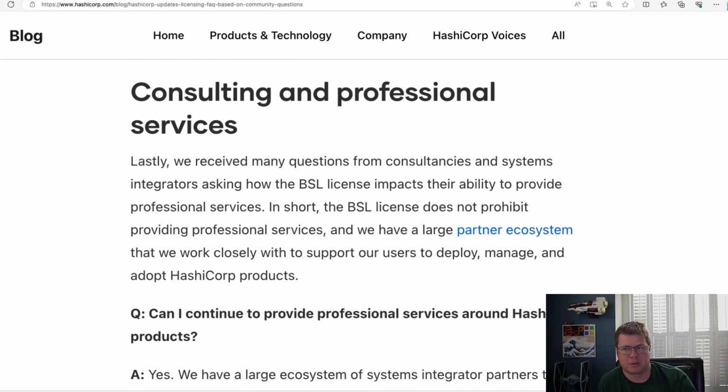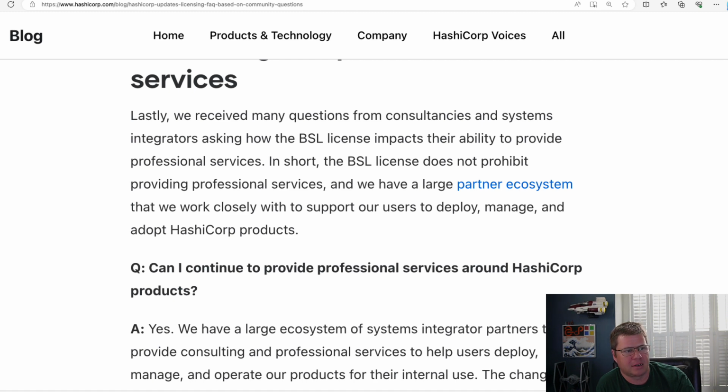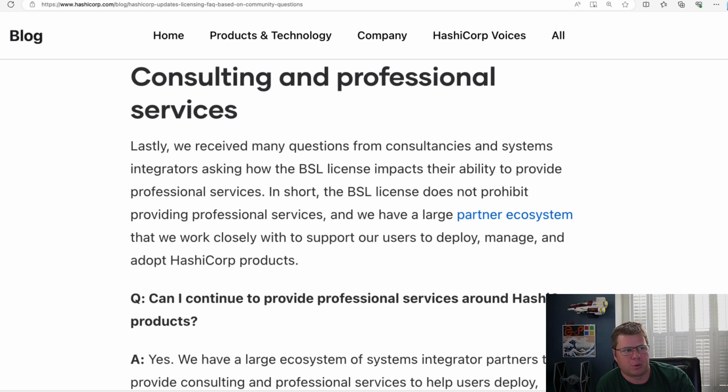Consulting and professional services. I am aware that HashiCorp does have a professional services group, kind of like MCS, or I think AWS even, like they've been growing their professional services. I would never have expected. Again, the cross-compete clause handles this, right? If you compete.